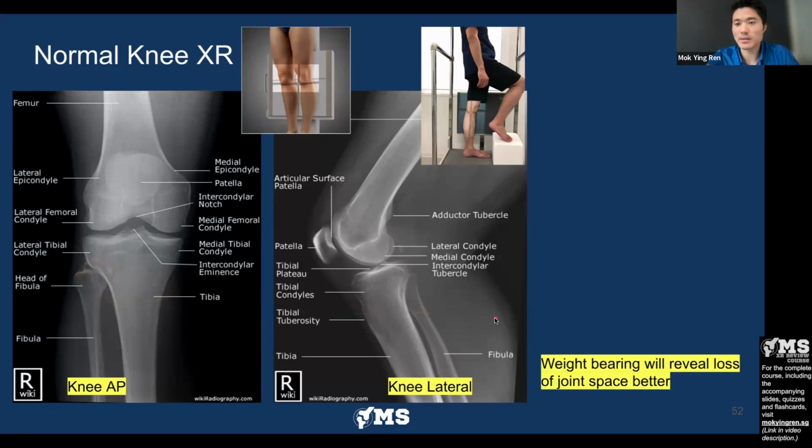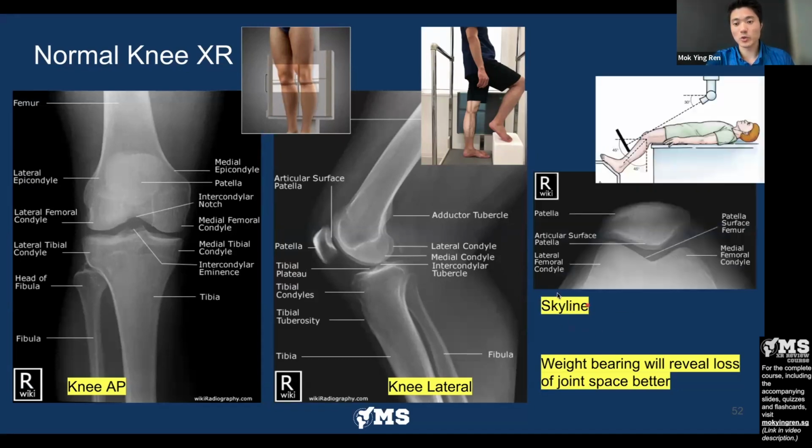Now take note of this thing here. Weight bearing will reveal the loss of joint space better. So if you're doing X-rays to evaluate for osteoarthritis of the knee, where we expect to have some loss of joint space, it is prudent to order weight bearing. Because if you ask the patient to take a supine X-ray, then the joint space may look to be falsely intact. So weight bearing will accentuate the loss of joint space.